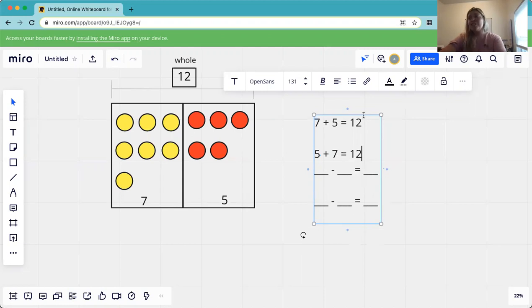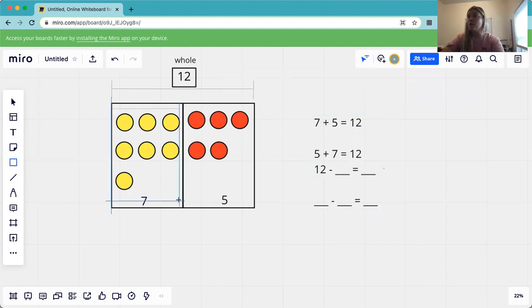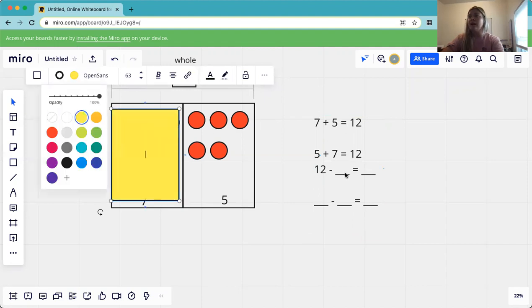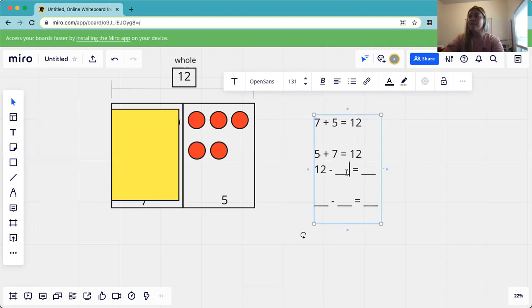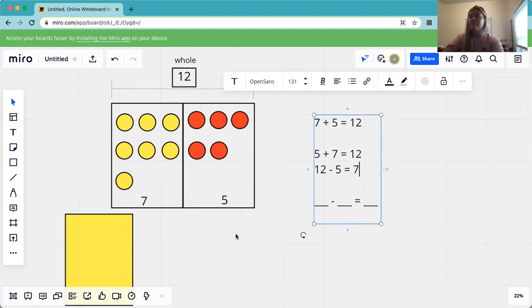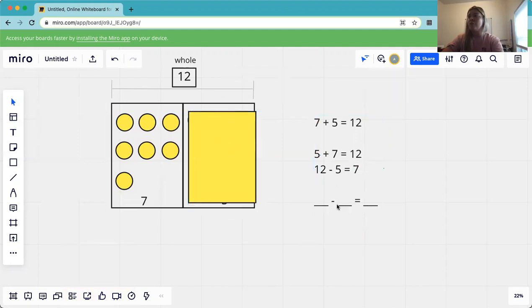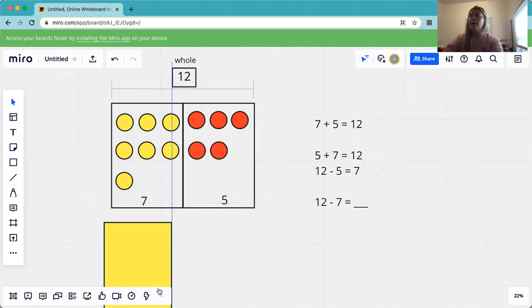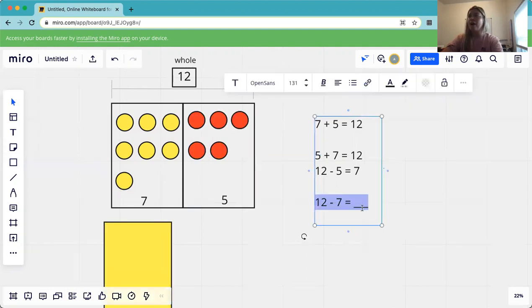With my subtraction, I want to start with my whole. So I'm going to start with my whole here, 12. If I came in and I put something over my group of 7, I know that the one part that I have here is my 5. So 12 minus 5, I figure out equals my 7. If I do it the other way, I would have 12 minus 7 now. Pull it away, I have 5 there now.